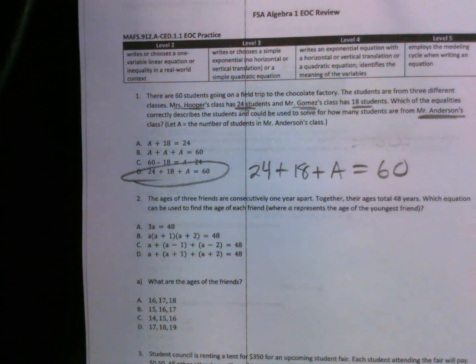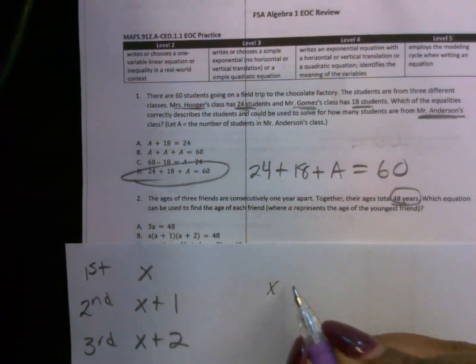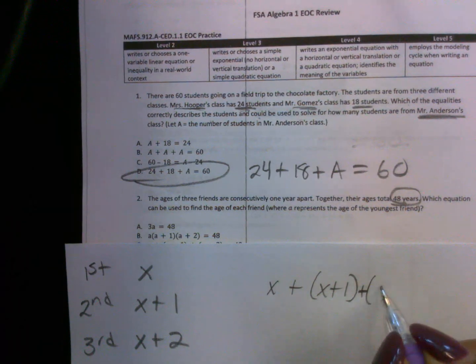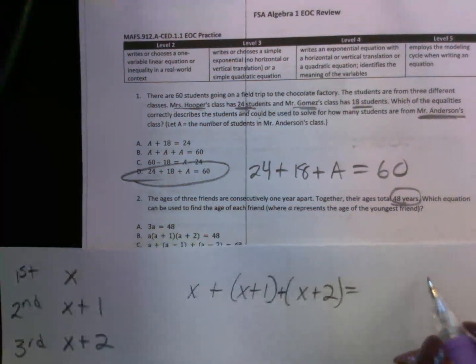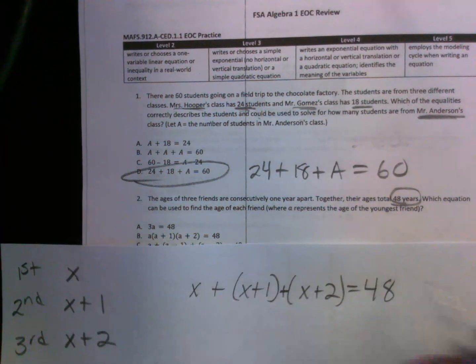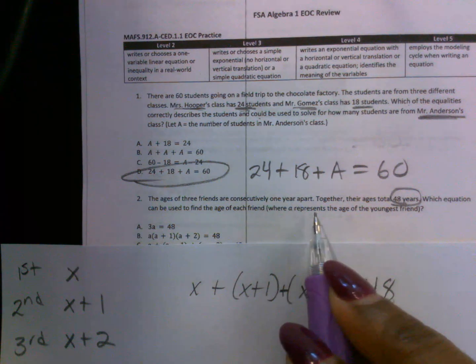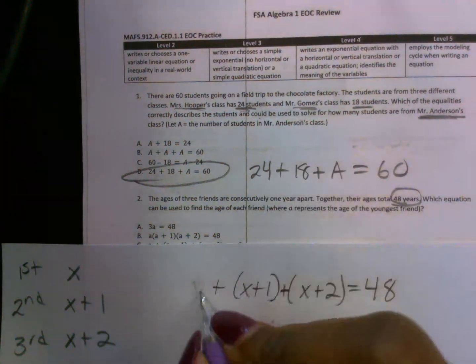Okay, so now all together is 48. So we got to add them all together. So how do we add them together? We have x plus x plus 1 plus x plus 2 equals how much? Equals 48. Okay? Which equation can be used to find the age of each friend, where I should have used A instead of X. So let me change the X's to A.